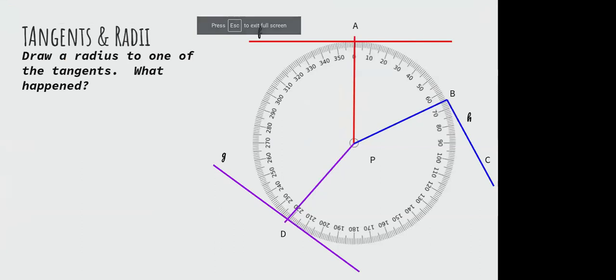All right, so again, it doesn't really matter which one you chose to draw your radii to. And what is happening at the intersection? What is happening at the point of tangency? What is being formed there?